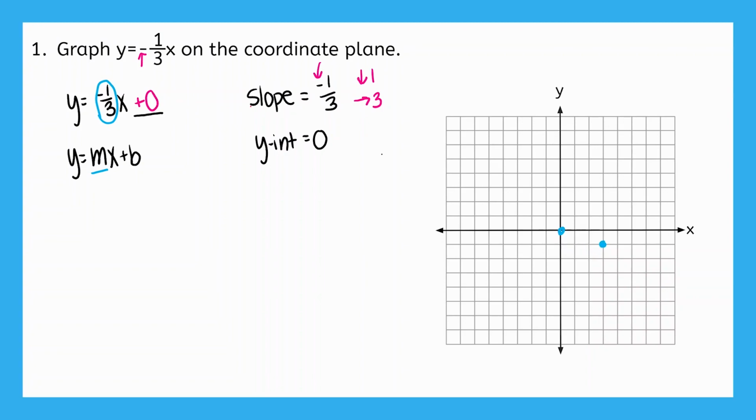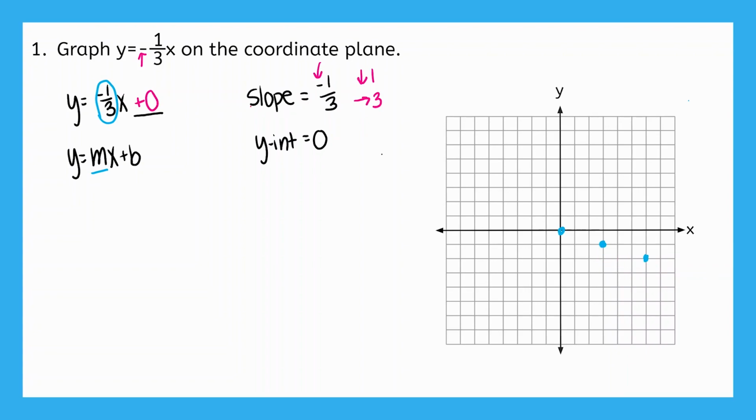Even though I could already connect these 2 points to make a line, it's really best to find at least 3 or 4 points. That way, if you make a mistake on one of them, it'll be a lot easier to tell. So I'll use my slope one more time in this direction. Down 1, right 3, puts my next point right here.